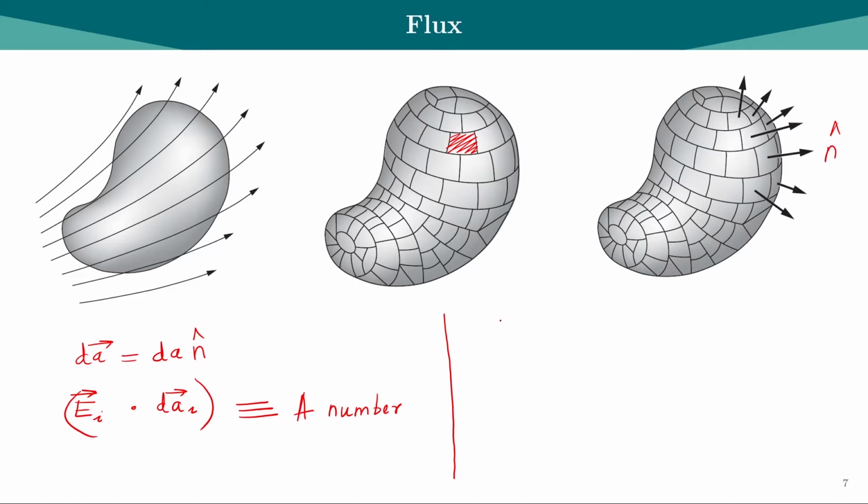When we add up the flux through all the patches, we will get the flux through the entire surface. We will denote this by phi, and this is given by the sum over i of E_i dot dA_i. This is the dot product of vector E_i and the elemental area dA_i. If we let the patches become smaller and smaller with a larger number of patches, we pass the sum into a surface integral. So in that case, phi will be equal to the integral of E dot dA.